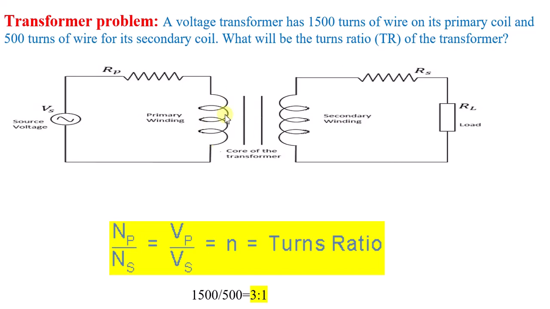That means 3 windings should be there in primary. What does it denote? Now we got the value, and we have to understand what it means. 3 is to 1 means 3 windings should be there in primary, and if there are 3 windings in the primary, then in secondary there should only be 1 winding. That is the meaning.